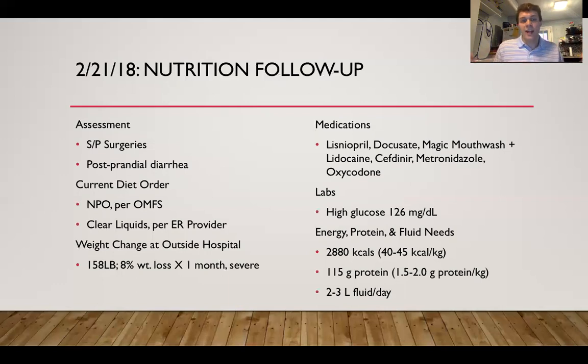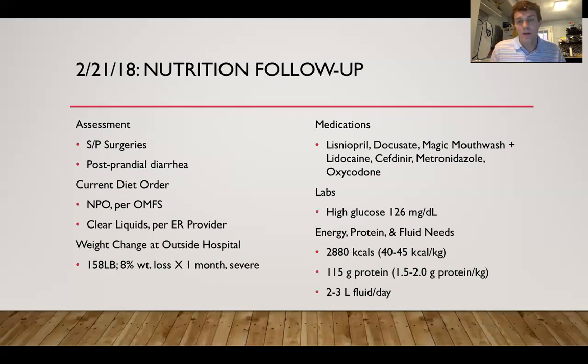So outside of our care, he had an 8% weight loss over the course of that month, which is to be expected when you go through some kind of surgery like this, but it's very important to note. The medications he was still on: his blood pressure medication, stool softener, the same mouthwash, 2 different kinds of antibiotics, and then a pain medication. His labs remarkably came back as only having high glucose, 126 milligrams per deciliter. And that could have been right after he fed himself, an hour after he fed himself.